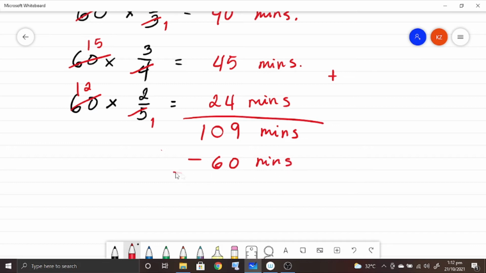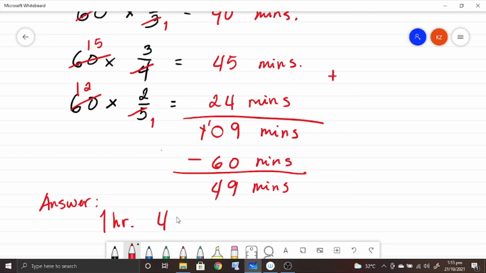Okay? So 60 minutes, 1 hour yan ha. So 9 minus 0 is 9. Then 10 minus 6 is 4. So 49 minutes. And since nag-minus na tayo ng 60 minutes or 1 hour kanina, so ang sagot natin sa word problem number 1, meron tayong 1 hour and 49 minutes yung kanyang nakonsumo sa kanyang pag-aaral ng mathematics.